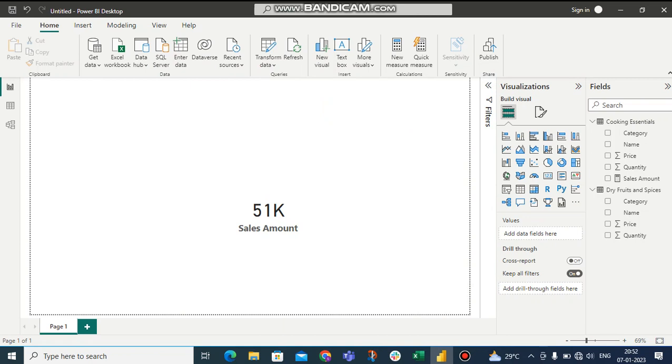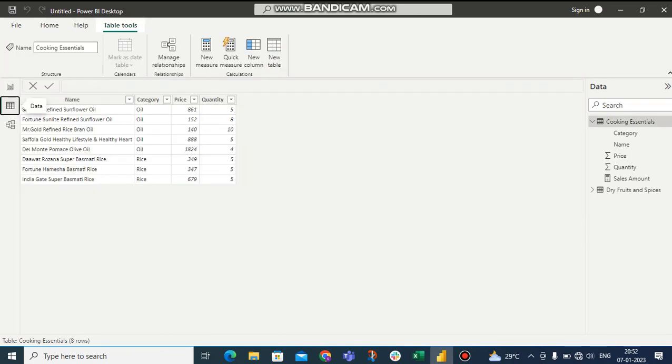In this tutorial we will talk about how we can collaborate between the CALCULATE, SUMX and TREATAS functions. Here you can see this is our data. This is our cooking essentials data table, with the brand name, category, price and quantity.